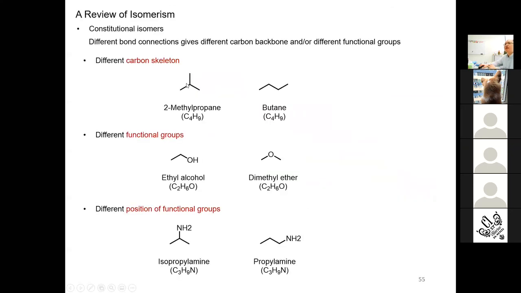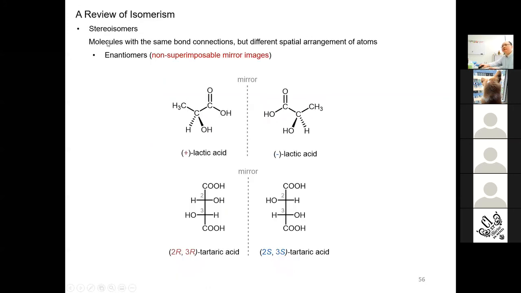Okay, so this is constitutional isomers. For example, if you have C4H9, same formula, right? So different carbon skeletons are constitutional isomers. And different functional groups are constitutional isomers, okay? And different positional functional groups, like primary amine and secondary amine, both with the same formula, are constitutional isomers. Stereoisomers have the same bond connections, okay, but different spatial arrangement.